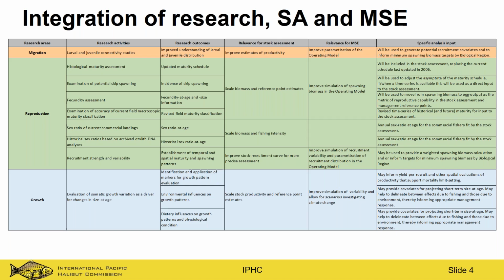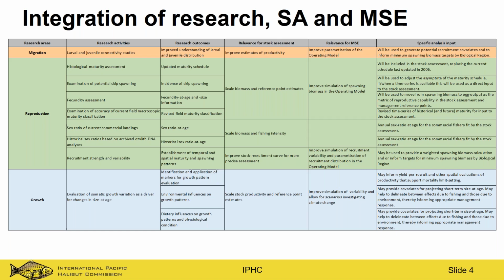Let me give you an example. Starting from the top, for larval and juvenile connectivity studies, the research outcome is improved understanding of larval and juvenile distribution. Relevance for stock assessment is to improve estimates of productivity. Relevance for MSE is improved parameterization of the MSE operating model. And the specific analysis input is that this research outcome will be used to generate potential recruitment covariates and to inform minimum spawning biomass targets by biological region.